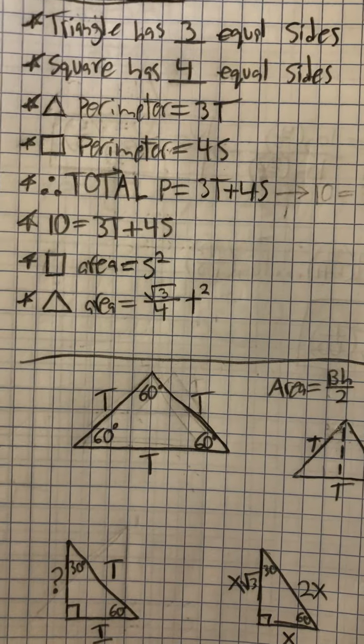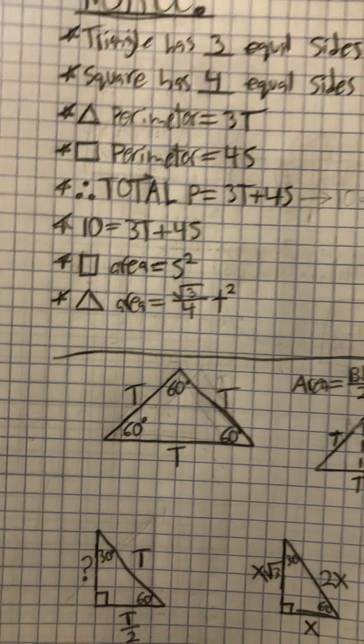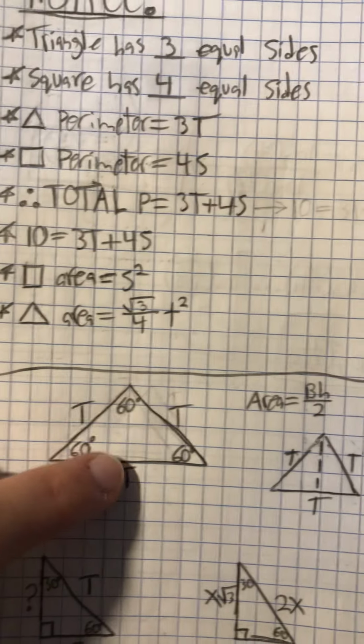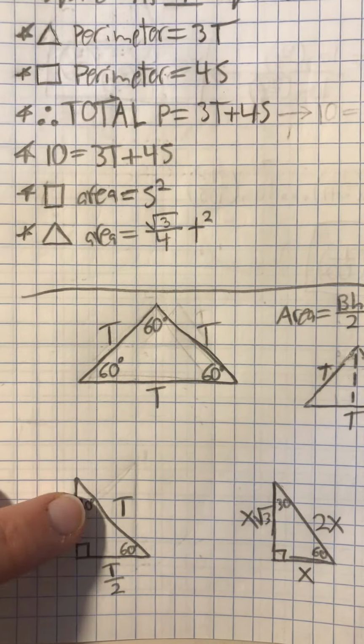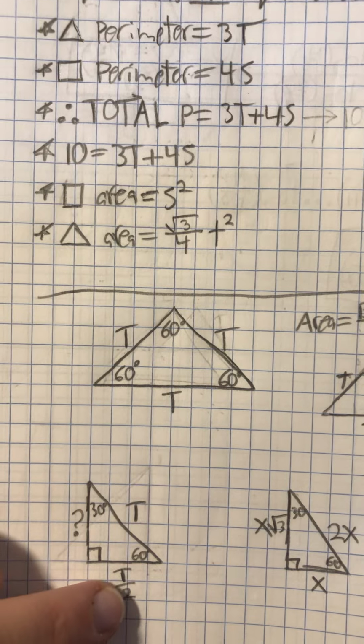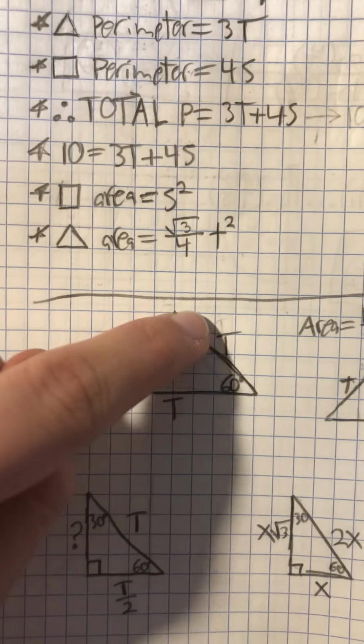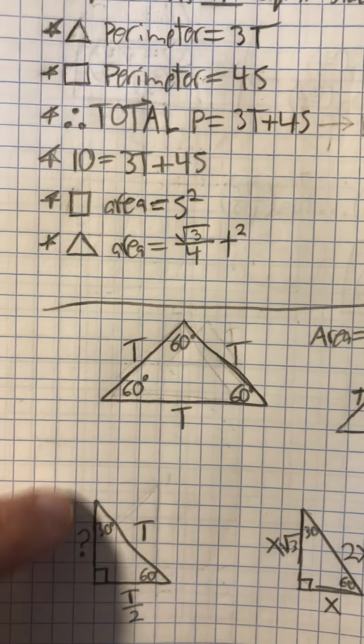So the area of a triangle is base times height over 2. The base is t, we know that, but we don't know what the height is. So to find the height, we're going to split the triangle in half, like so, right? Now the base is t over 2 because it's half of the base. The hypotenuse is still t because this side is t. And now we have this length we don't know.